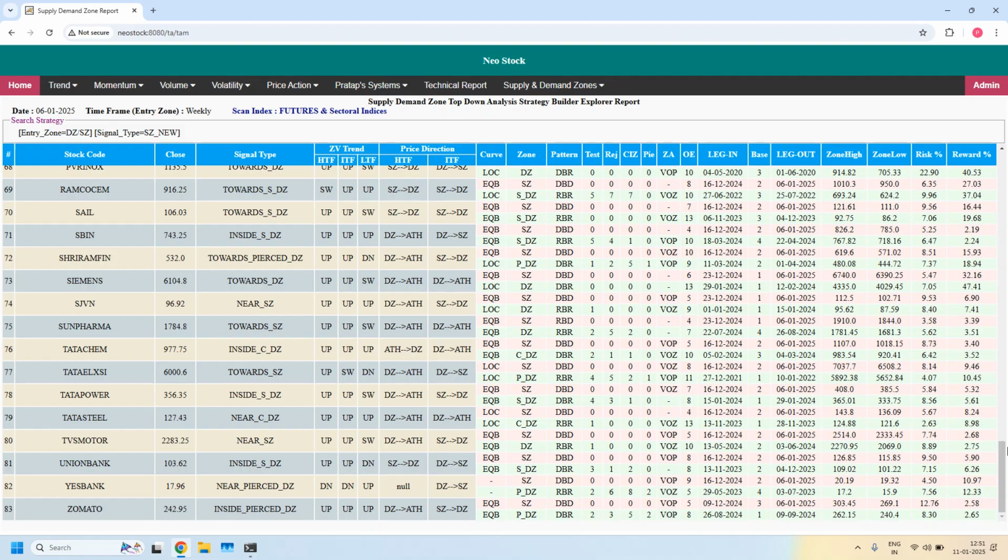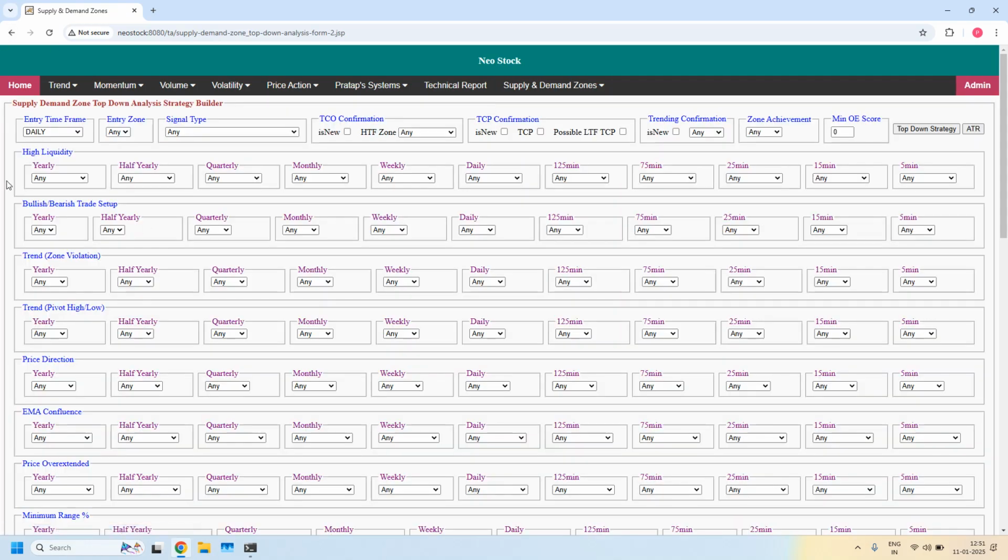Okay, this is about newly created weekly supply zones. Next, we will filter weekly zones based on the zone confluence and EMA confluence also. That is, weekly zones having a monthly zone confluence together with a quarterly zone confluence, such kind of reports. If you consider weekly as your entry zone, so LTF, ITF, HTF, that means weekly, monthly, quarterly confluence, such kind of zones. So entry time frame is weekly.